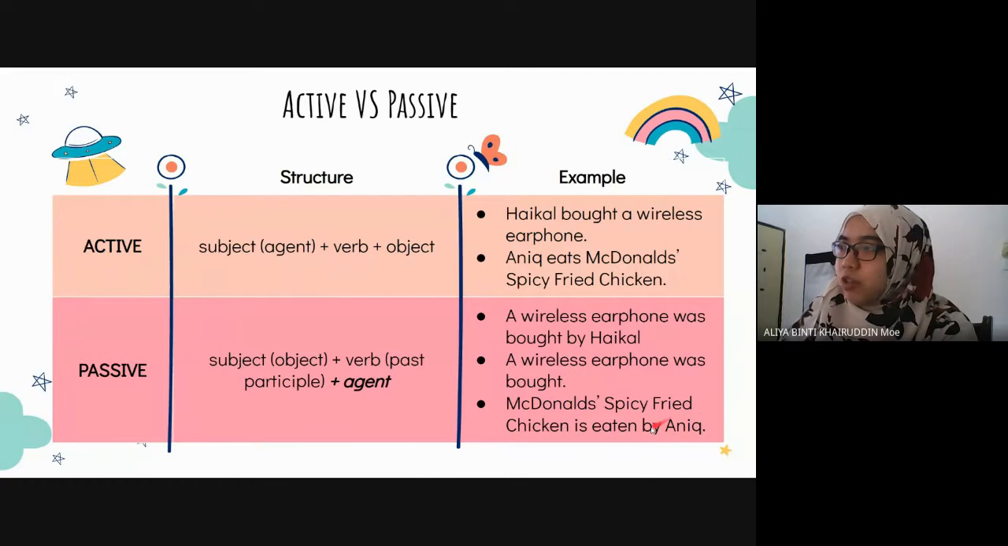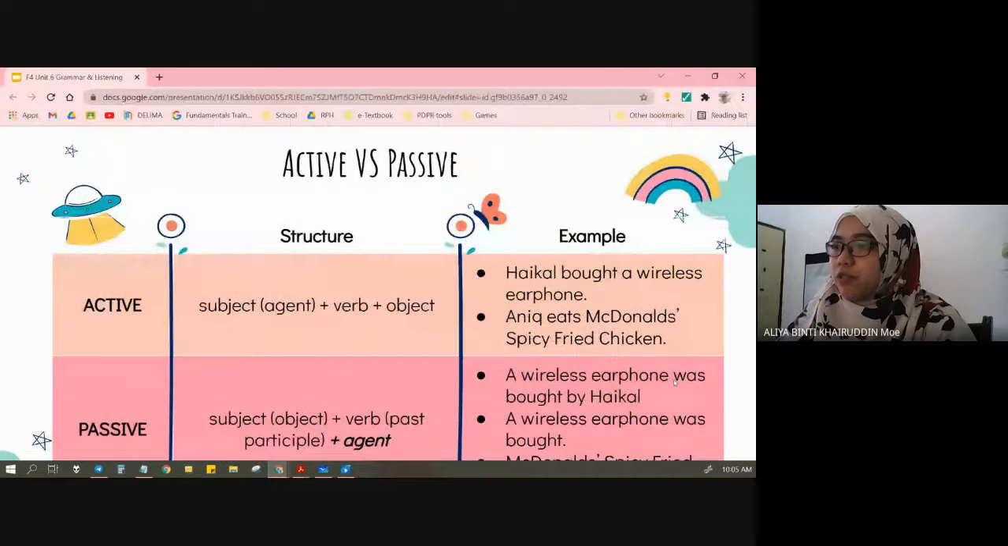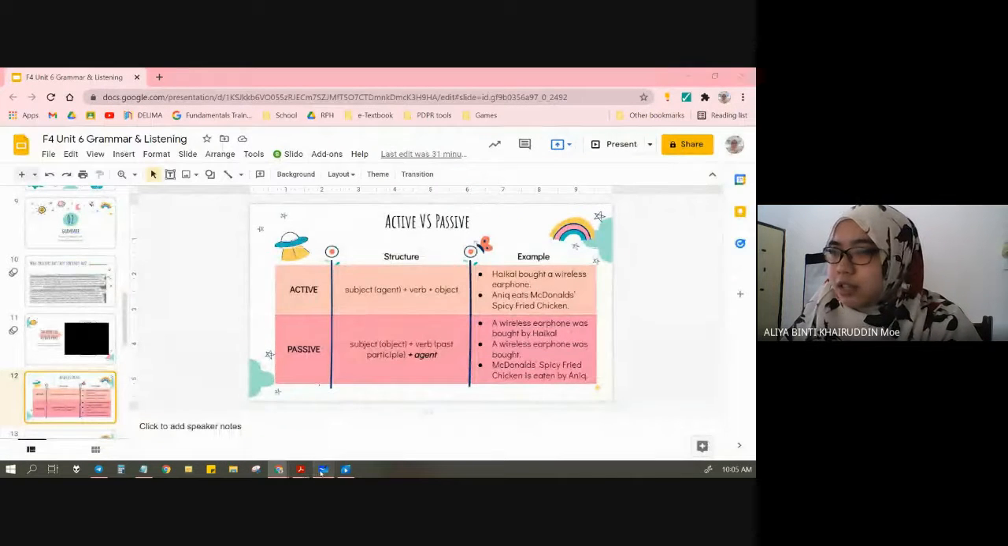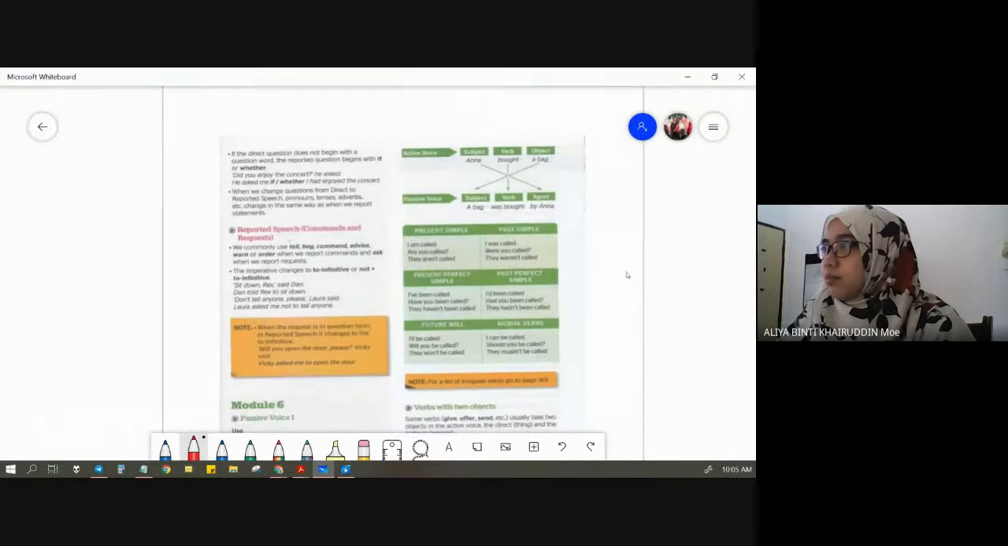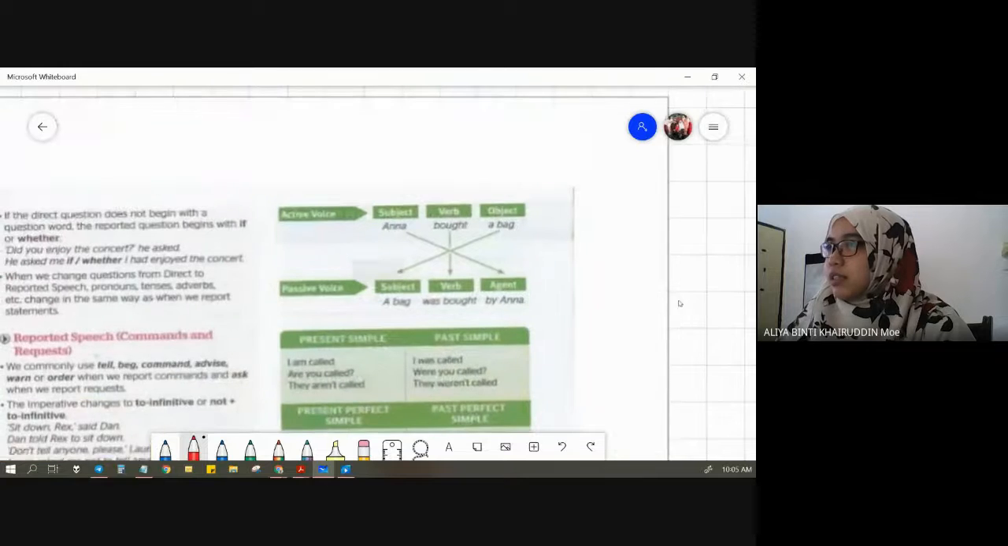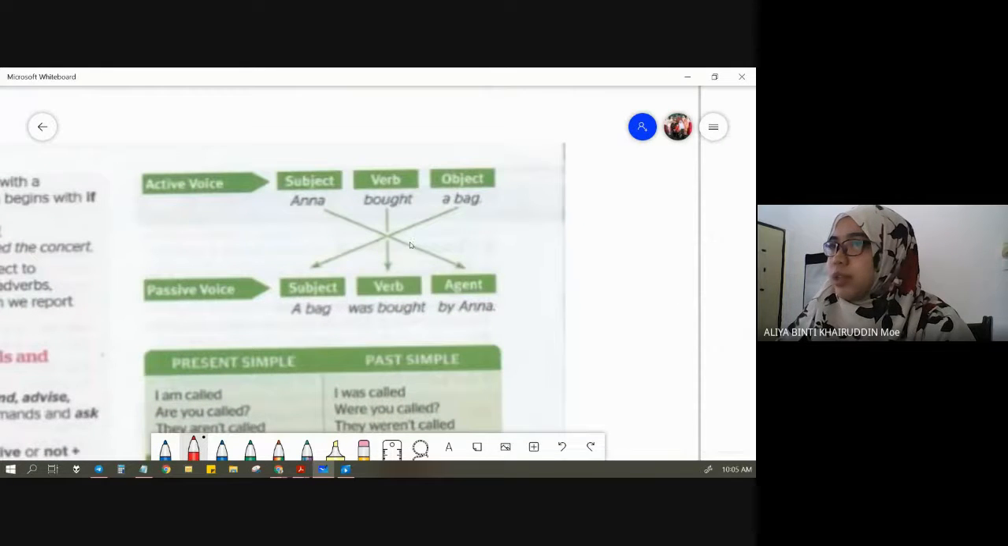All right. But you can even remove the name here, so you can just say McDonald's spicy fried chicken is eaten. So if you look at the structure of passive, okay, this is the difference between active and passive. In passive voice, the object is put in front, okay? While the subject, the agent, the doer is put at the back. So a bag was bought by Anna, all right?